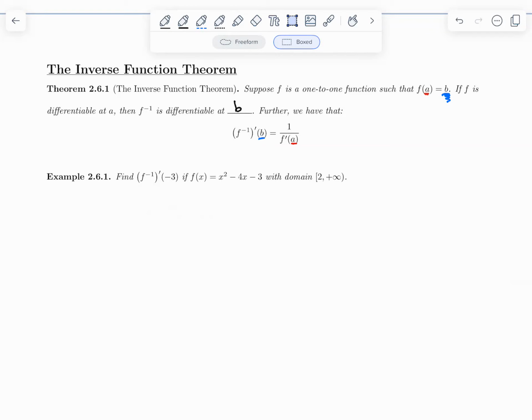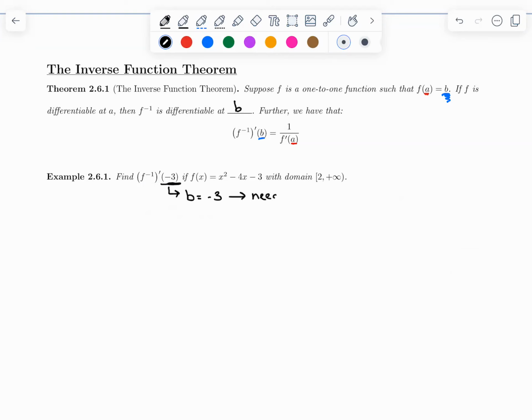So find f inverse prime of -3 if f of x equals x squared minus 4x minus 3 with a domain of 2 to positive infinity. So if we wanted to do this, we could find the derivative, or we could find the inverse function if we really wanted to. You'd have to complete the square and then solve, but I don't recommend doing that. Instead, this is our b value. So b is equal to -3.